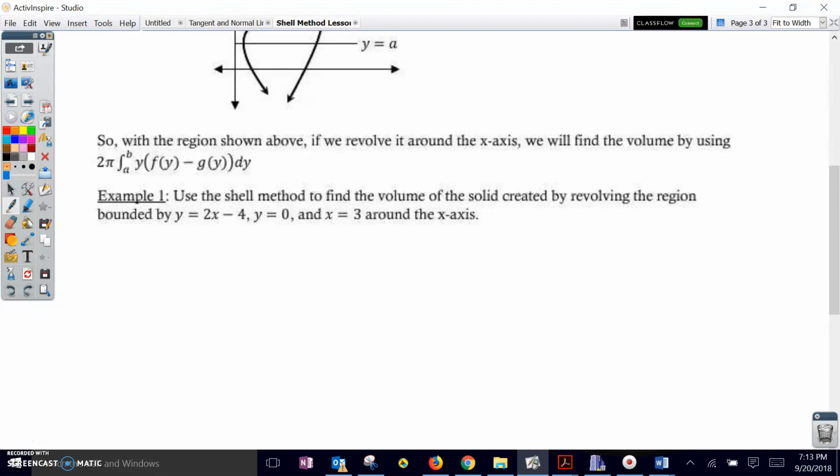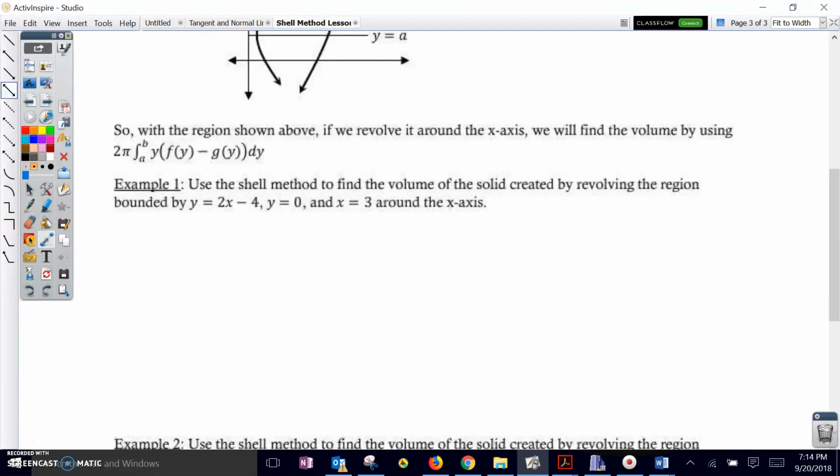Now everything we want to use in our integrand is going to be in terms of y, and our strip is going to be parallel to the x-axis. So I'm just going to draw in a quick coordinate plane so I can sketch these equations quickly.